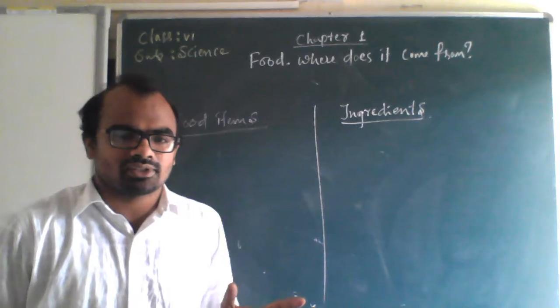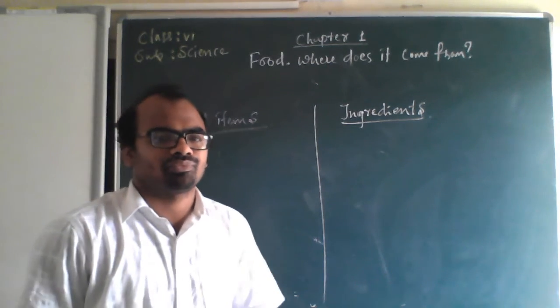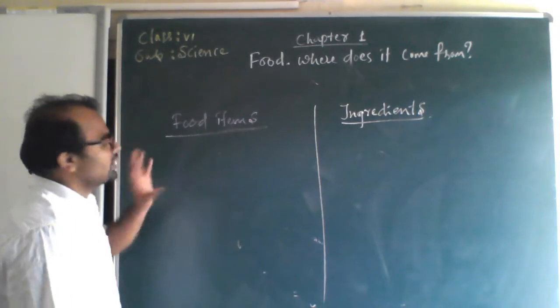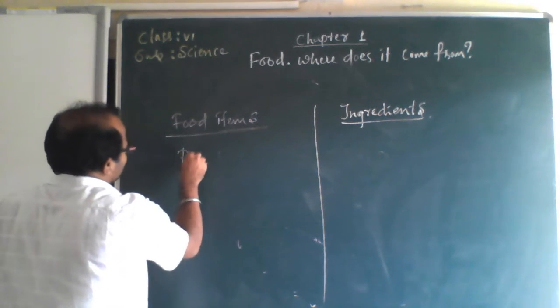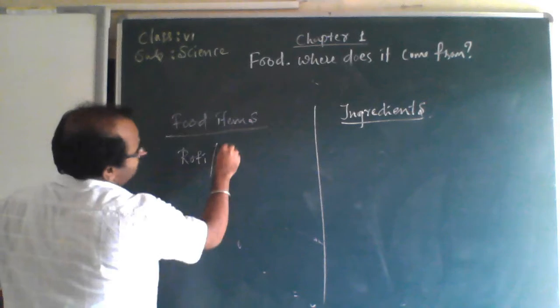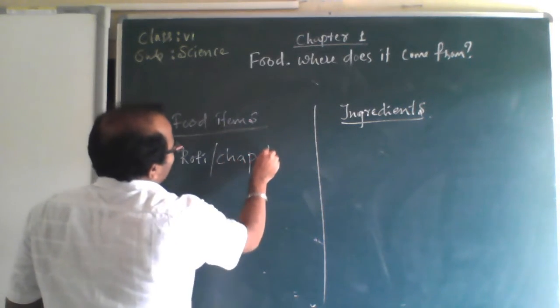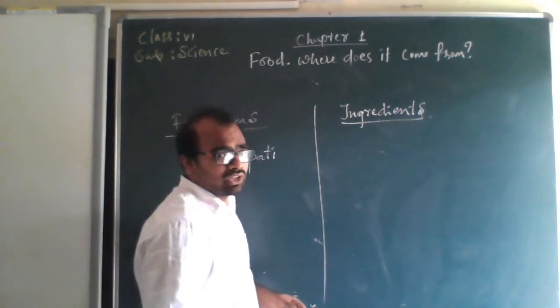So, food items and ingredients. See, food items, for example, they have given roti or chapati. Okay, they have given roti or chapati. So what do we need? We need atta for that.